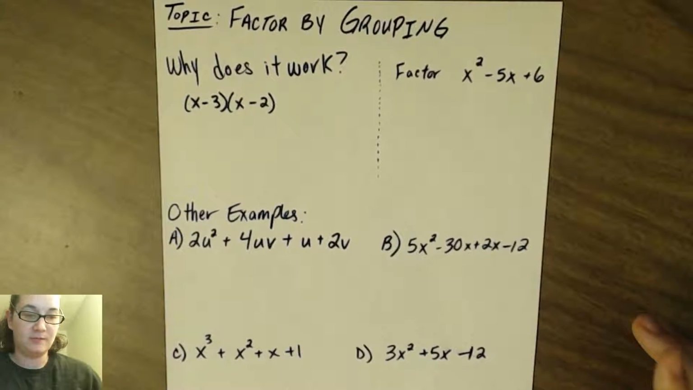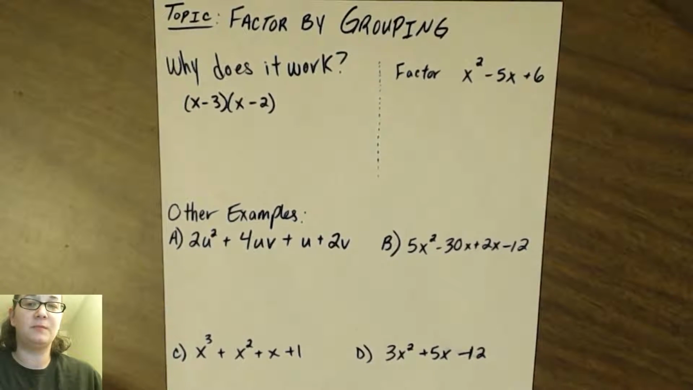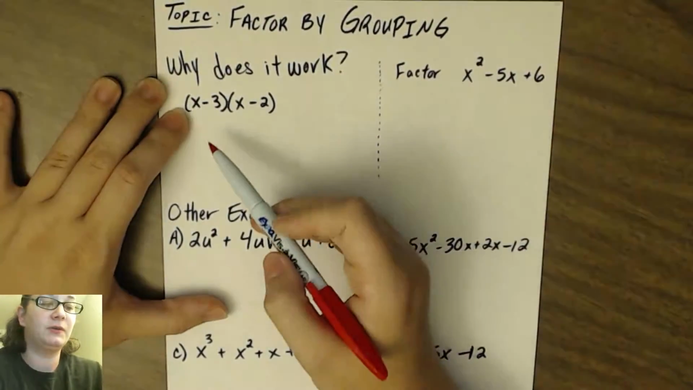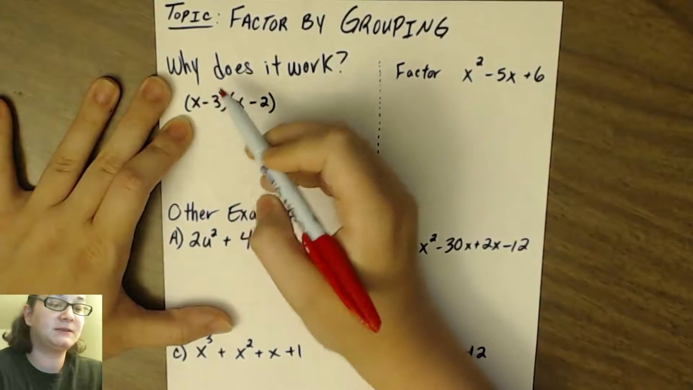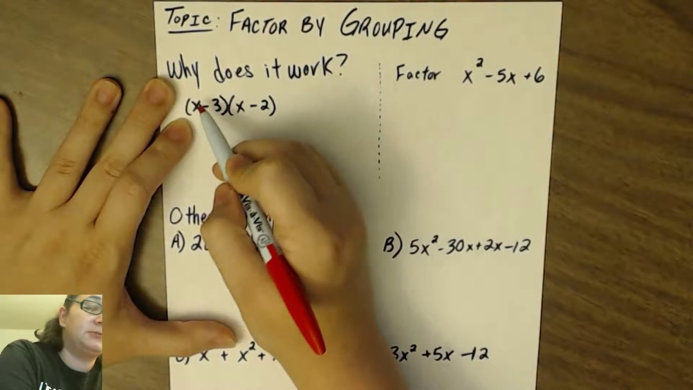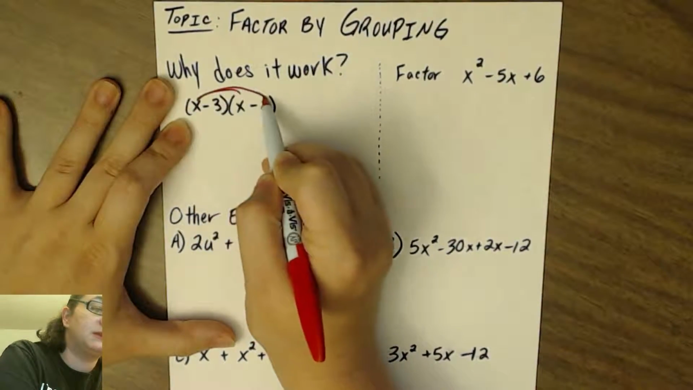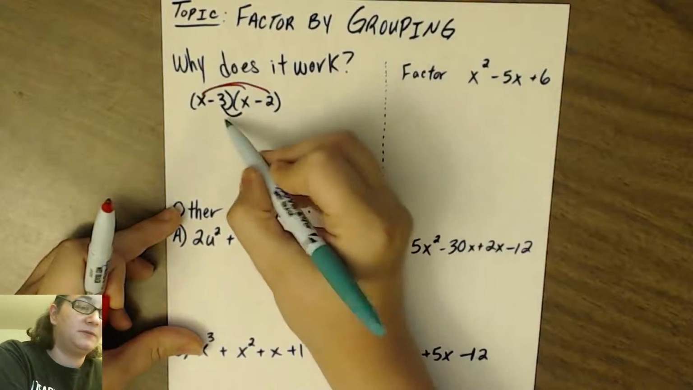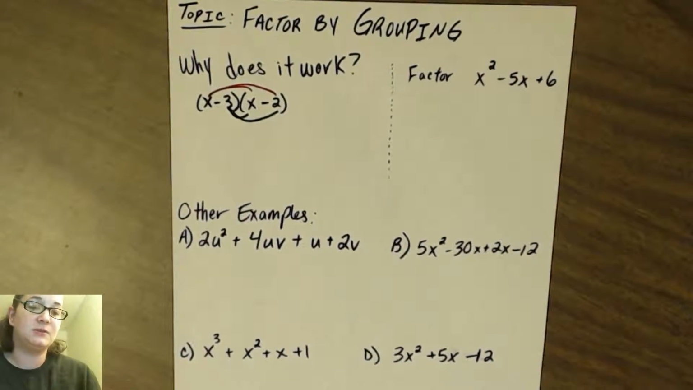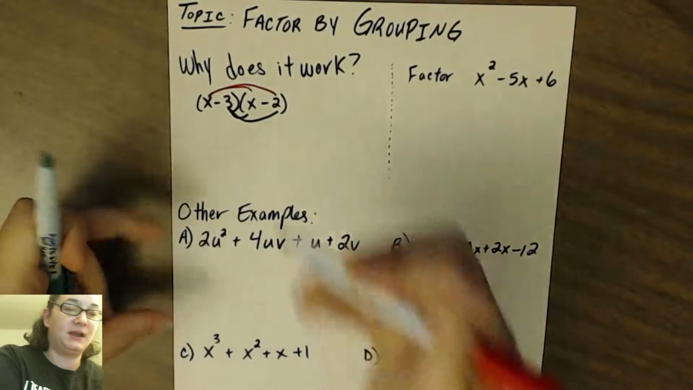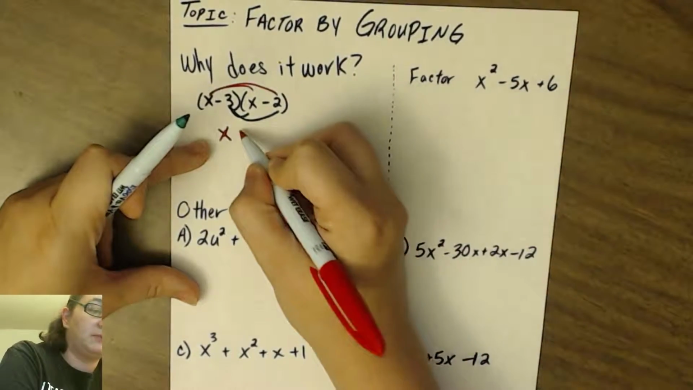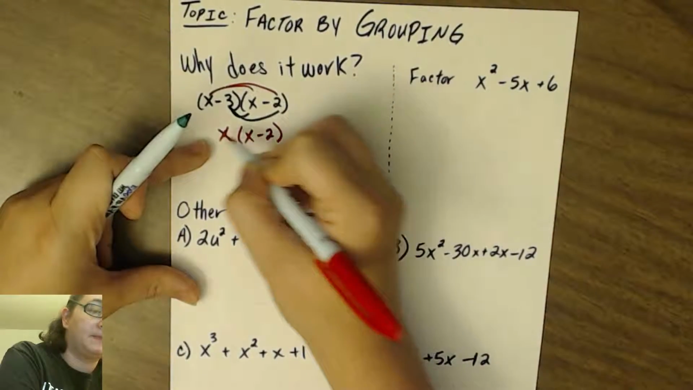So I first want to talk about why it works. And if you think about if you were to actually FOIL or distribute, so here I have x times x. So I'm distributing this x times both of those things. And then I would be distributing this -3 times both of these things. So in essence, when I FOIL or when I distribute, I end up saying that I want this x right here, and I want it to get multiplied by this x minus 2.